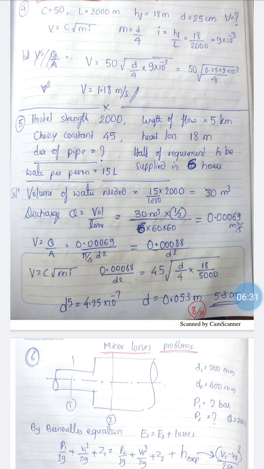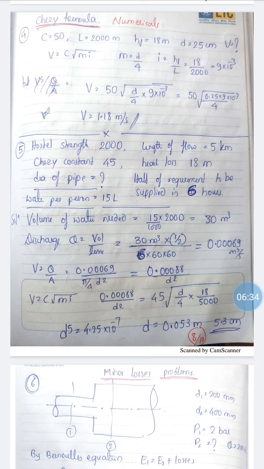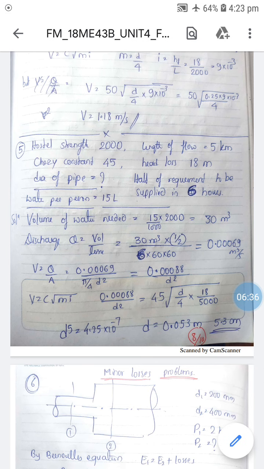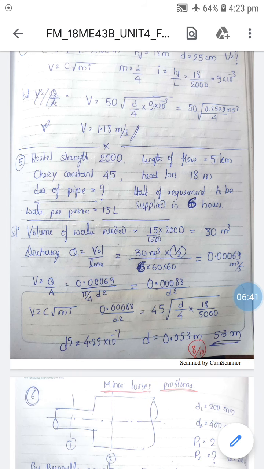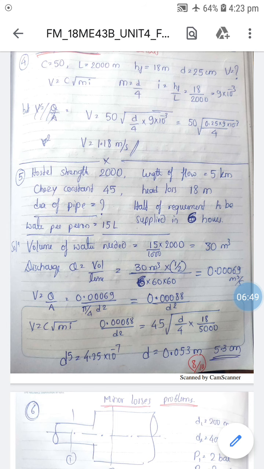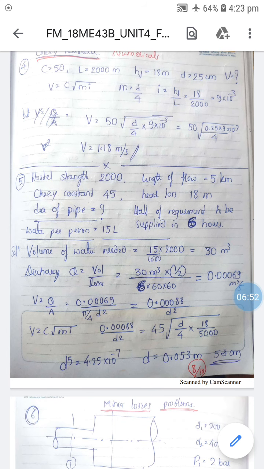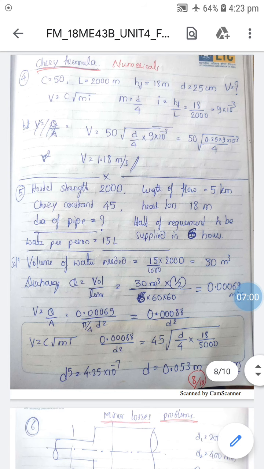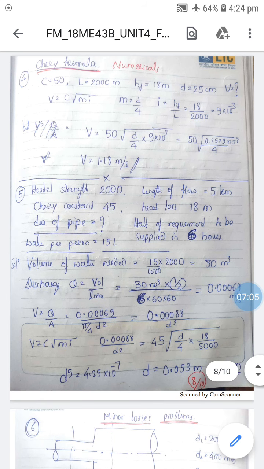Next, another example: there is a hostel having a strength of 2000 students. Water is supplied to that hostel from a reservoir which is 5 km away, and it is observed that head loss is 18 meters, and Chezy's constant for the material of pipe is given as 45. Again you have to design the pipe, in the sense you have to find the diameter of the pipe, but it is given that water required per person is again 15 liters. He says that half of this requirement of water for the hostel has to be pumped within 6 hours. You can take it either as a condition or compulsion. The pump capacity is such that half the water requirement will be supplied in 6 hours.